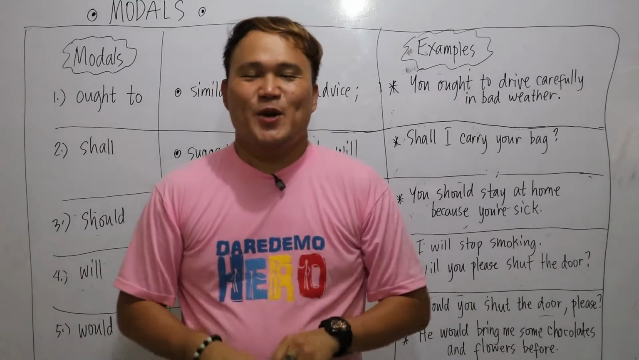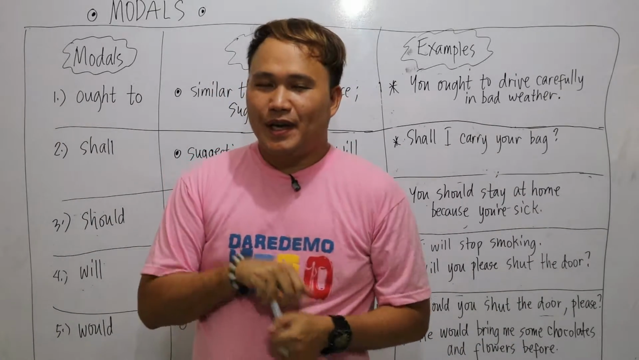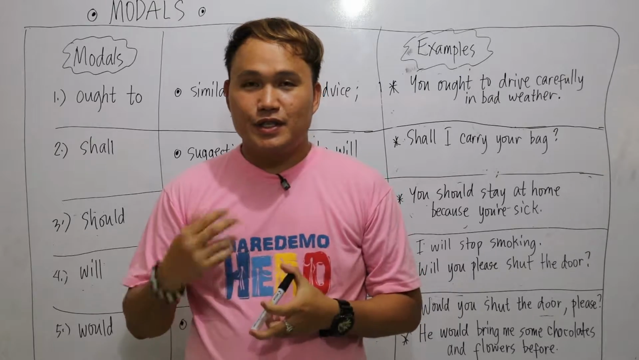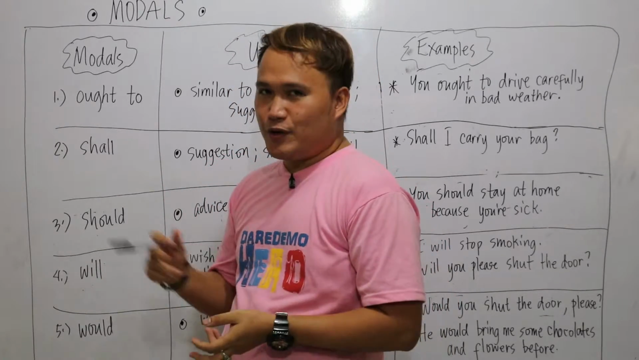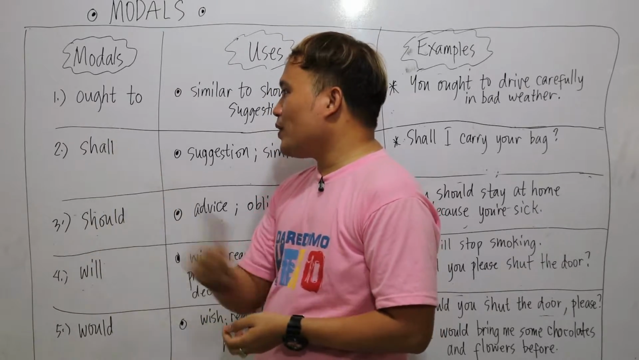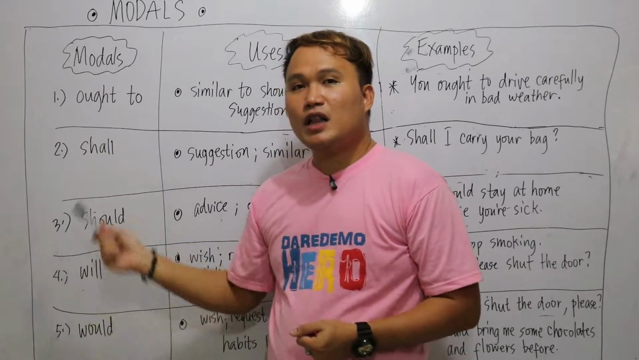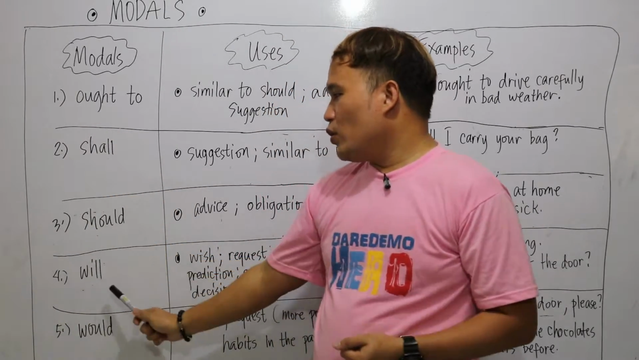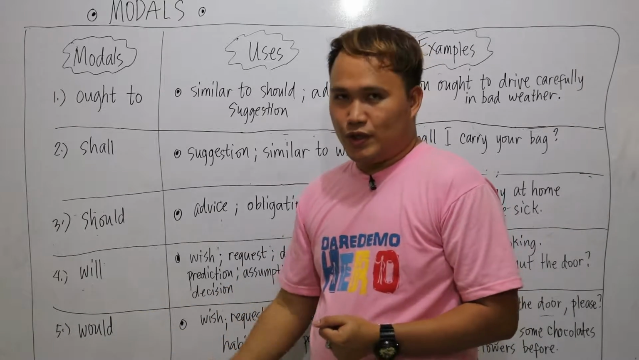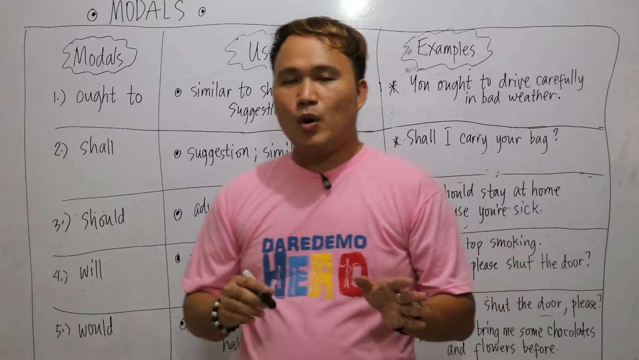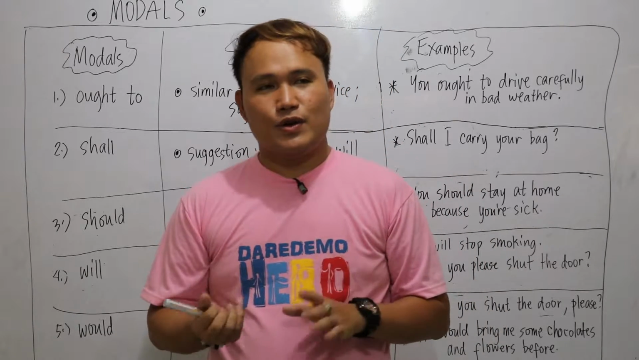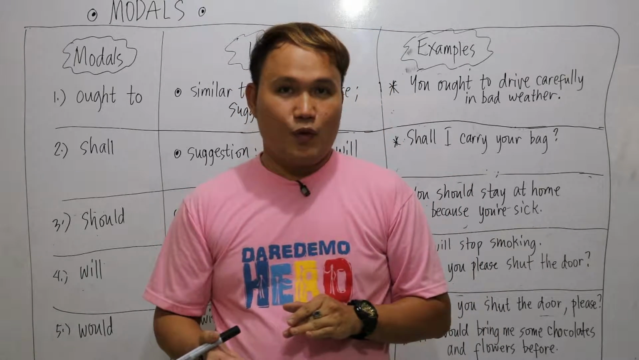Hi everyone, welcome back to English Hero, and right now we are going to continue discussing some of the modals. So I have written here on the board: number one, ought to. Number two, we have shall, should, will, and would. Before I continue discussing, for modals, actually, there are also negative forms of modals.